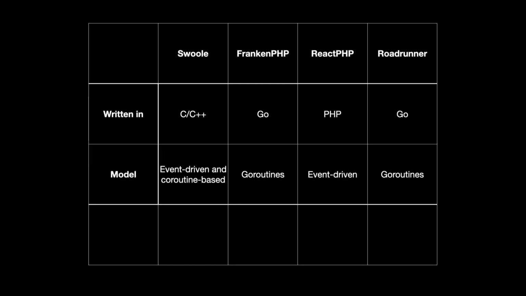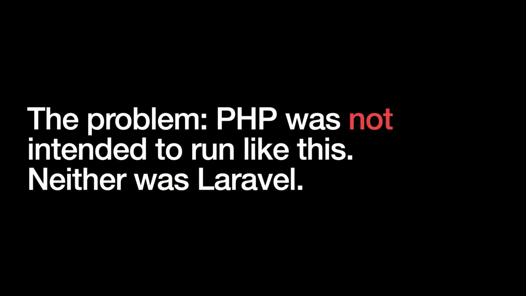Swoole is written as a C extension, also uses C++. It uses event loops and coroutines. FrankenPHP is written in Go, and it also comes as a Caddy extension, which means you can replace Nginx with it as well. ReactPHP is a low-level PHP library, and RoadRunner is also written in Go. So they do things a little bit differently, but they all try to achieve more or less the same goal.